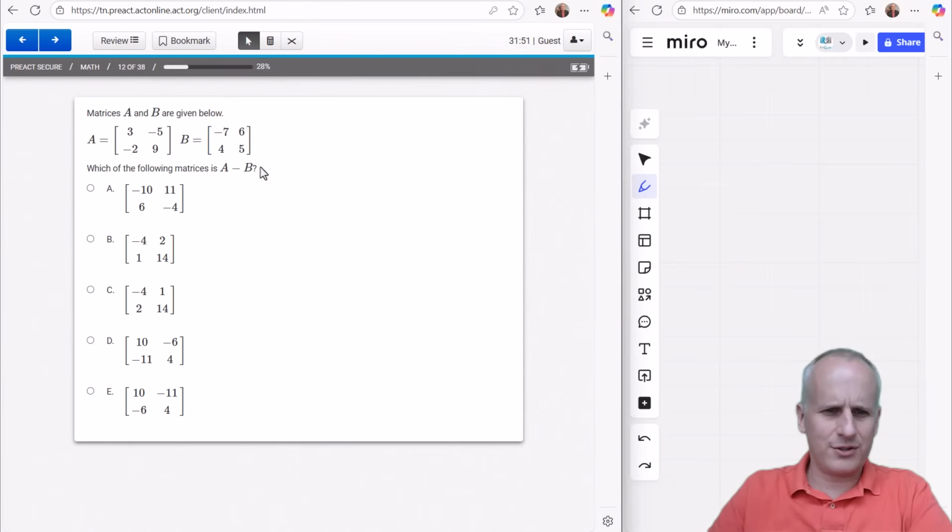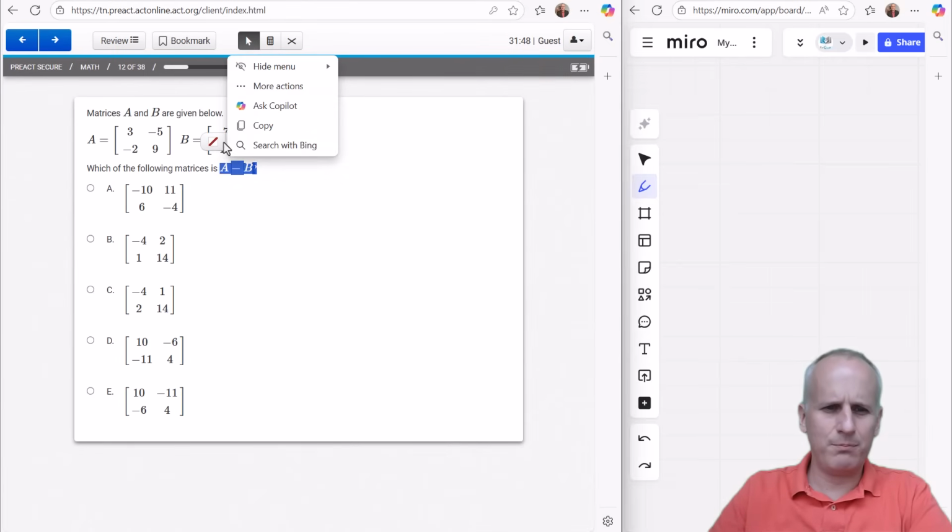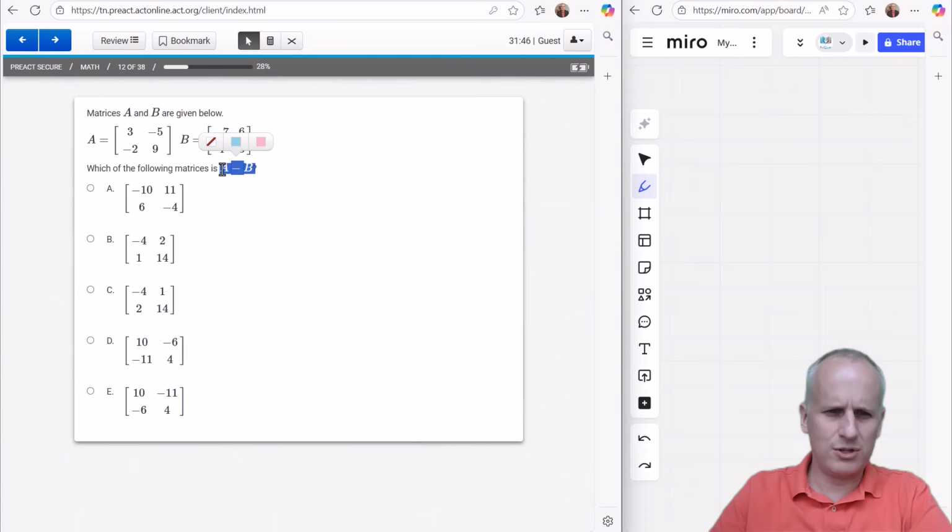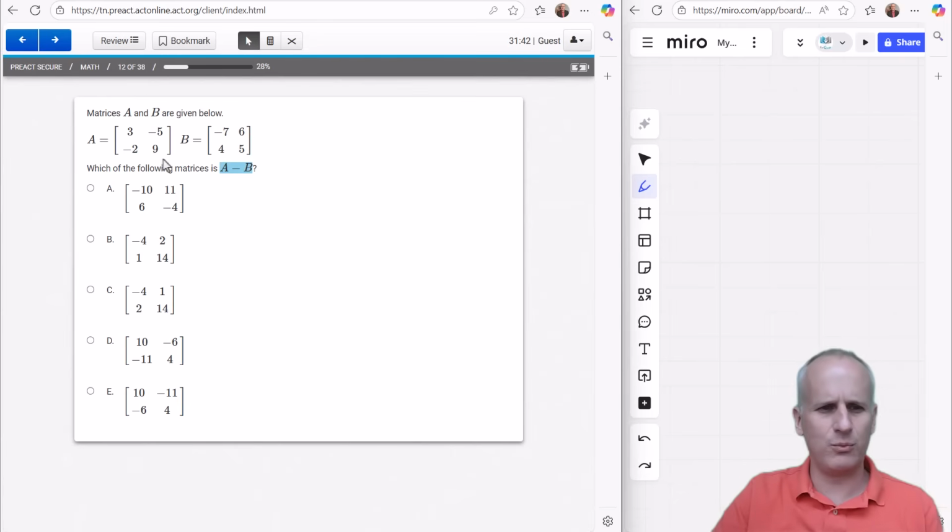Here we've got a question involving matrices. Just go bit by bit here so that you don't need to work through too many steps. So we're being asked to subtract the matrices. Just pick one of the pieces and evaluate it first.